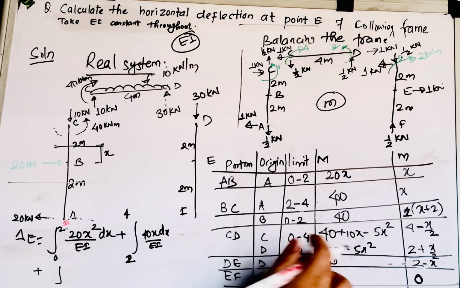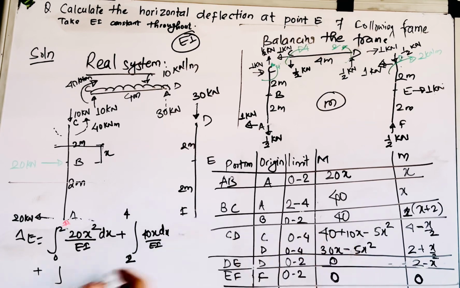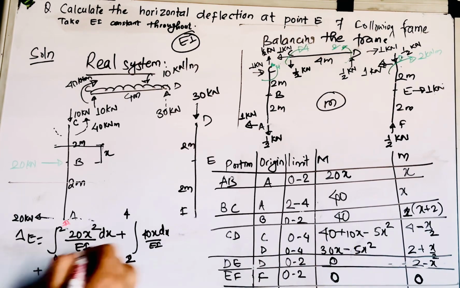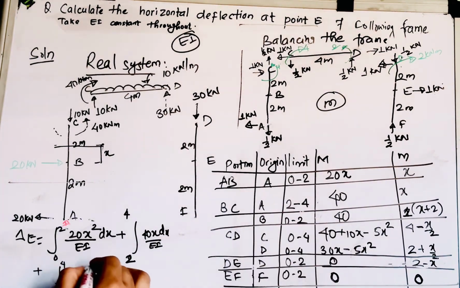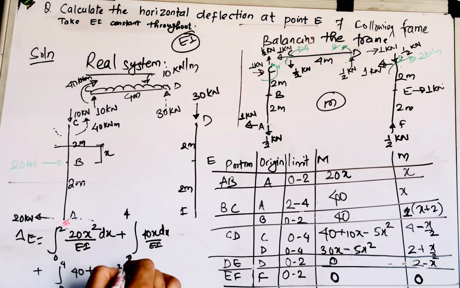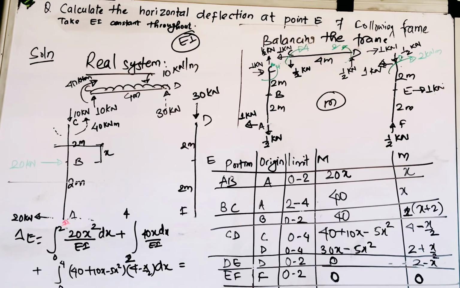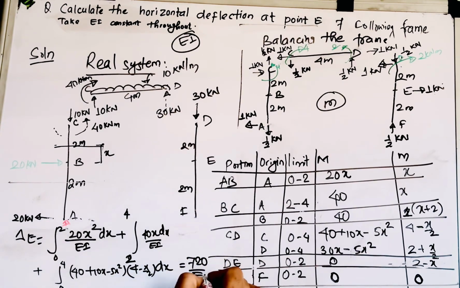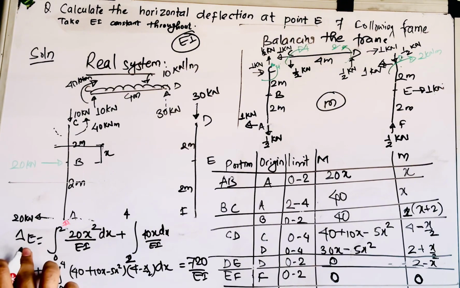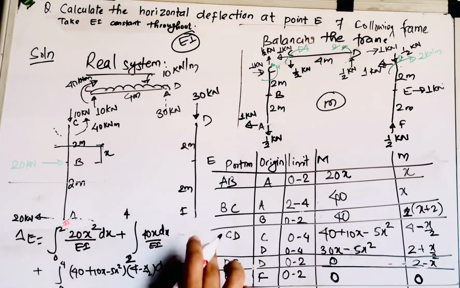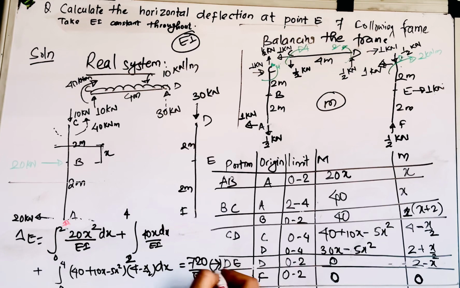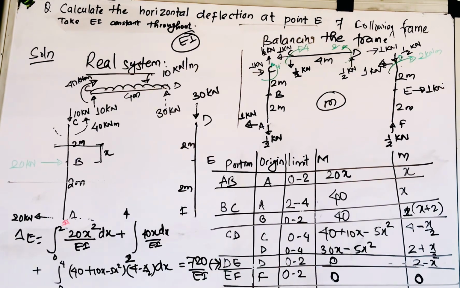Now plus the CD section, I take this as origin, so from 0 to 4, this will be 40 plus 10x minus 5x square times 4 minus x by 2 dx. Okay, if you take this, the value will come out to be 720 by EI. That will be the value of the deflection at E. Since it comes as positive, your deflection is like this, right? So this is the way you have to do calculations.